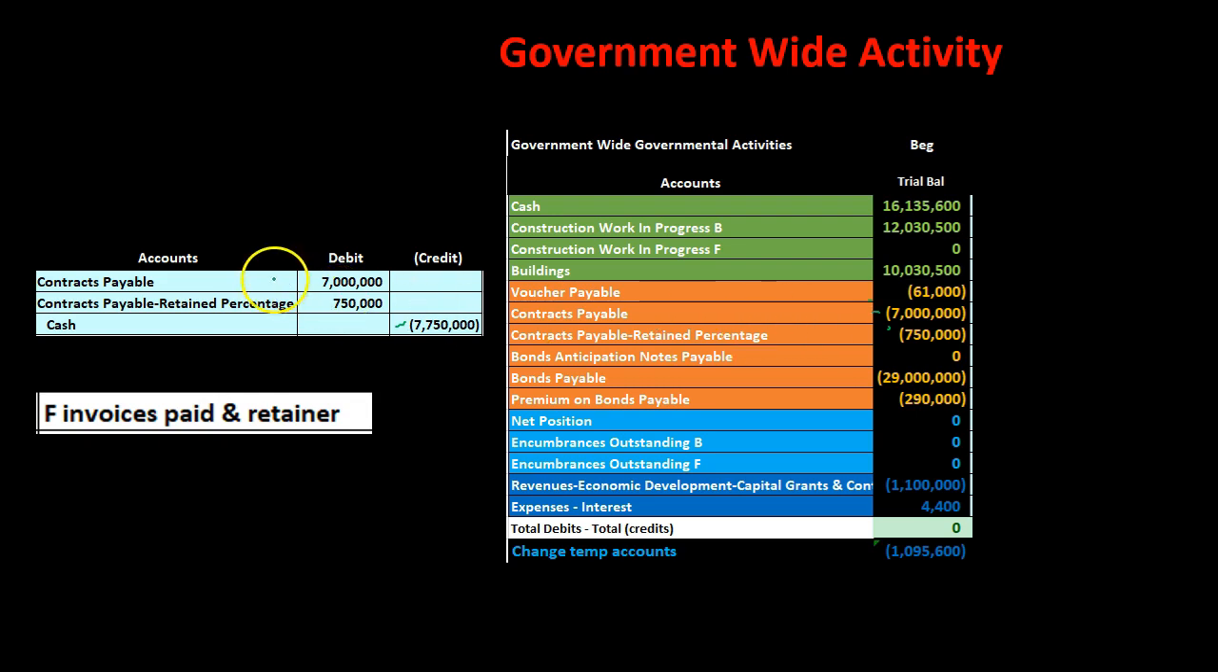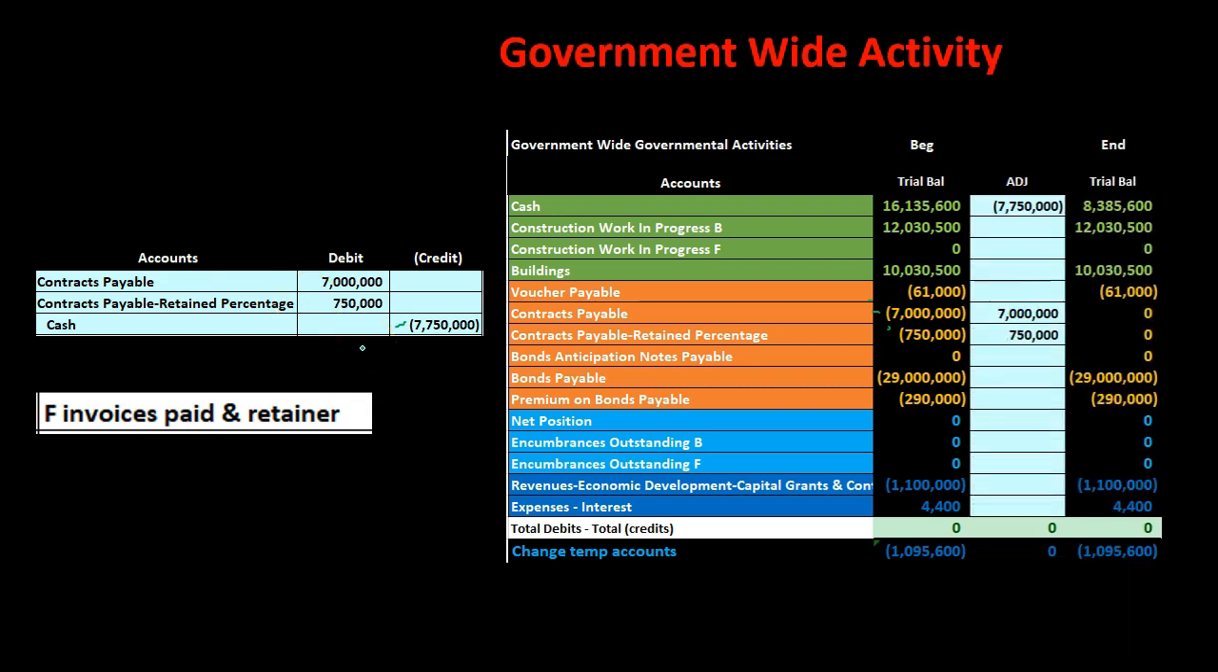So we're going to debit the contracts payable for the retained percent and credit cash. That'll look like this. When we post it, we're going to say debit to the liability accounts. So these two have credit balances. We are debiting them, making them go down to zero. We then credit cash. Here's cash. We're going to credit cash, making the cash go down.